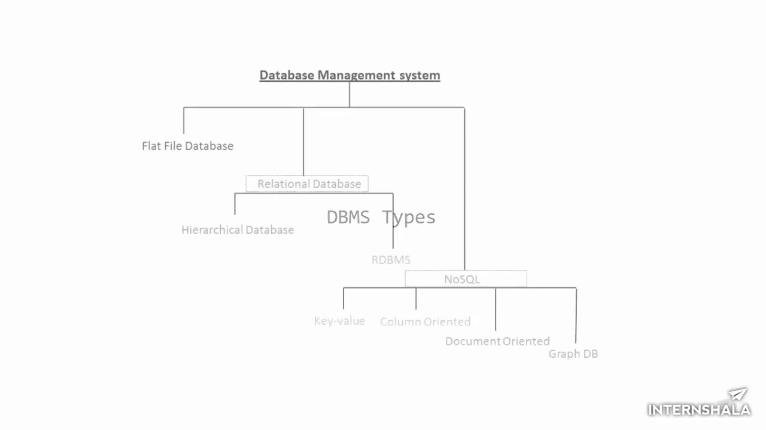Let us learn about different DBMS types. As we can see here, there are three types of database management system: flat file database, relational database, and NoSQL. Relational database management system, or RDBMS, is the most widely used DBMS. In this training program, we will cover only RDBMS in detail.